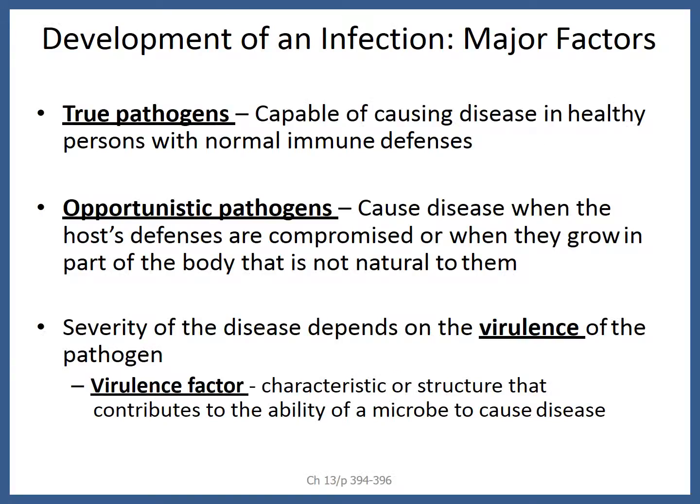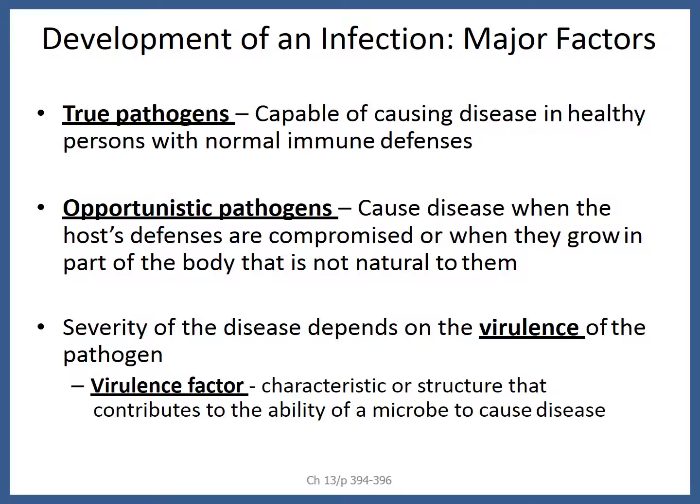Now that we've talked about normal flora, let's move on to some information about pathogenic organisms, so the development of an infection. The first thing that we'll talk about is true versus opportunistic pathogens. A true pathogen is going to be capable of causing disease in a healthy person with normal immune defenses. This could be bacteria, viruses, fungi, parasites. Think about things like influenza. Many of us have normal immune defenses, we're healthy, but we can still become sick.